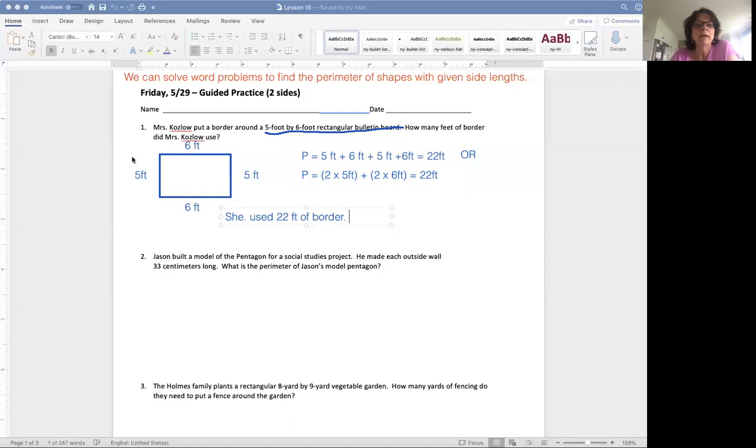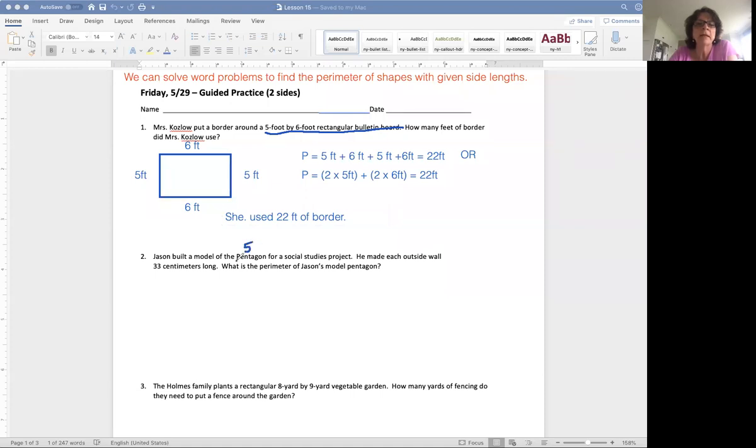Jason built a model of the Pentagon for a social studies project. He made each outside wall 33 centimeters long. What is the perimeter of Jason's model Pentagon? So remember, a pentagon means 5, and Mrs. Reed likes to show her work and keep her work organized.